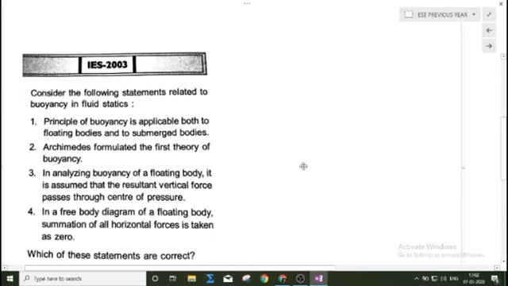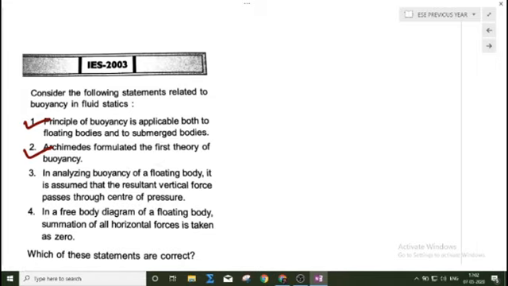Consider the following statements related to buoyancy in statics. The principle of buoyancy is applicable to both floating body and submerged body. Yes, this is correct. Archimedes formulated the first theory of buoyancy. Yes, Archimedes only. Eureka, Eureka, he ran and told that he had discovered one theory, which is called Archimedes' theory.